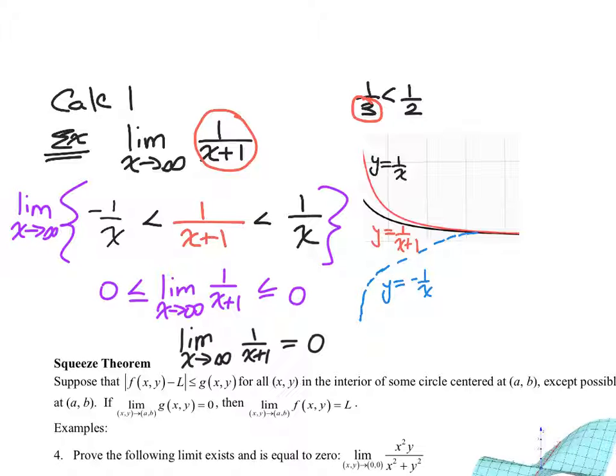But this is a proof, this is a squeeze theorem proof for the limit as x approaches infinity of 1 over x plus 1 being equal to 0. That's Calc 1, all right? Whether you saw it or not is a different story, but, you know, should have seen it.